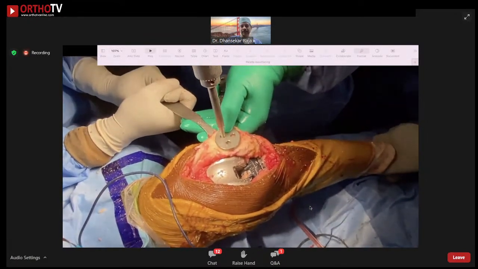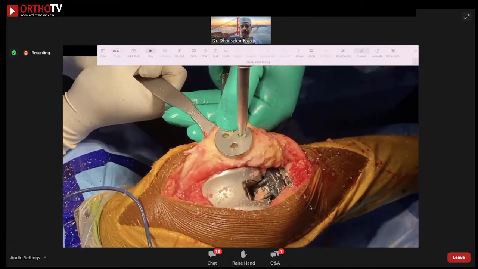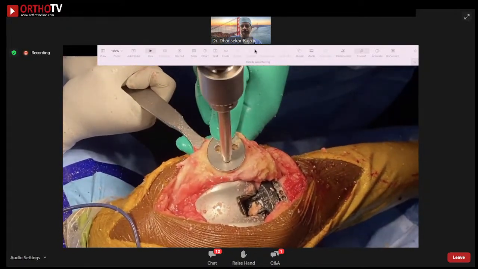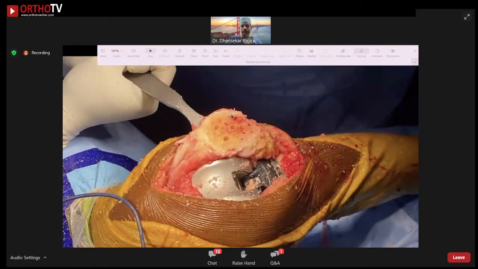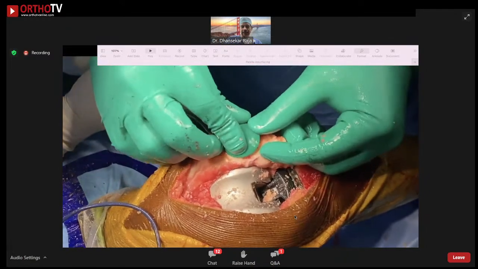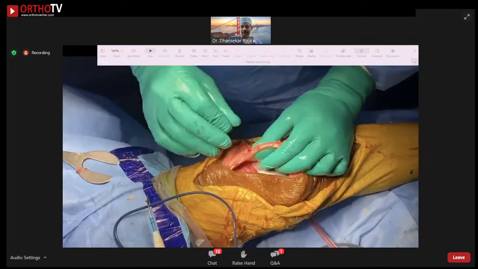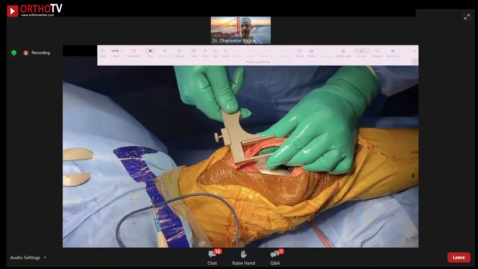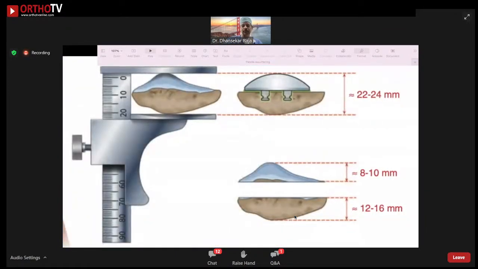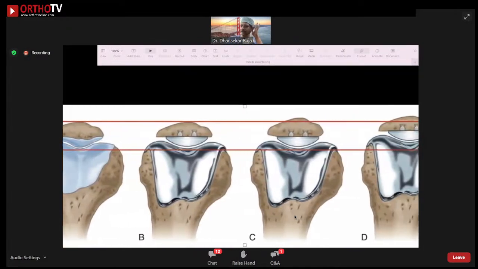Here I'm using a triple-peg patella. They're putting the trial, it's an oval dome-shaped patella. So once you invert, the patella axis becomes parallel to the femoral component. When you're reducing it, it is in a different plane, but you make sure you put the plane perpendicular to the patella ligament. So 22 is the standard size, we remeasure.